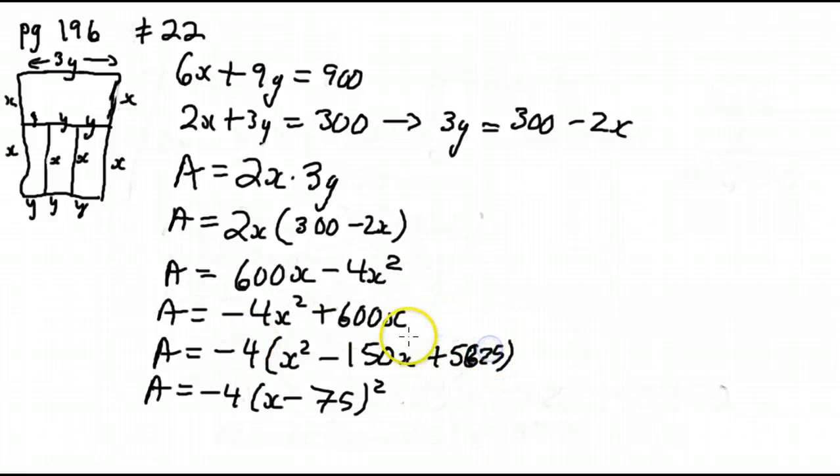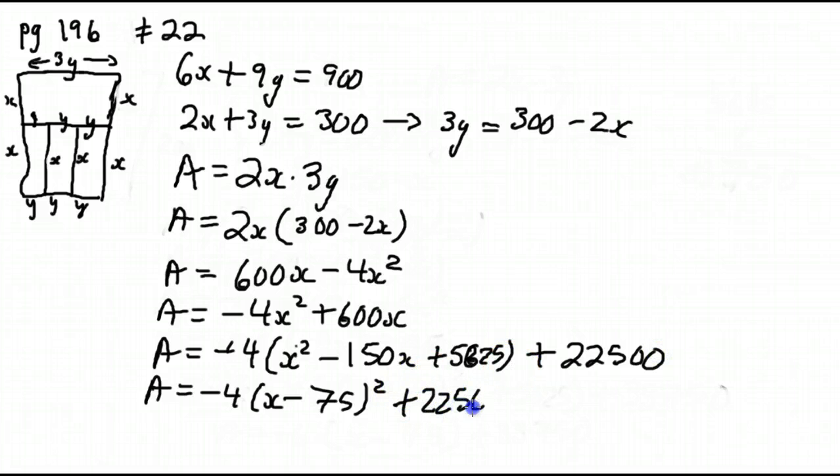So that's subtracting 22,500. If I multiply this out, I'll get negative 4x squared. I'll get plus 600x. That's the same as up here. But then I will get minus 22,500. So we have to add 22,500. And this tells me that I will have a maximum area of 22,500 when x is 75.